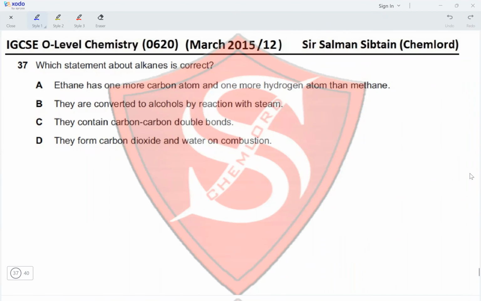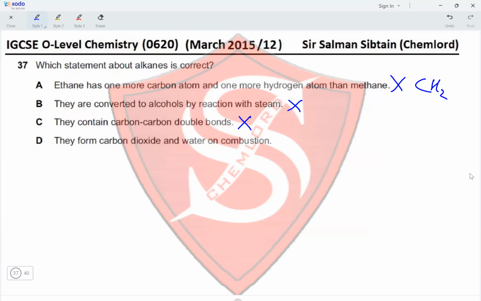Question 37. Which statement about alkanes is correct? Ethane has one more carbon atom and one more hydrogen atom than methane. No, it has an additional CH2 group. They are converted to alcohols by reaction with steam. No, alkanes are not converted to alcohols by action of steam. It is alkenes that are converted into alcohols. They contain carbon-carbon double bonds, that is alkenes, not alkanes.